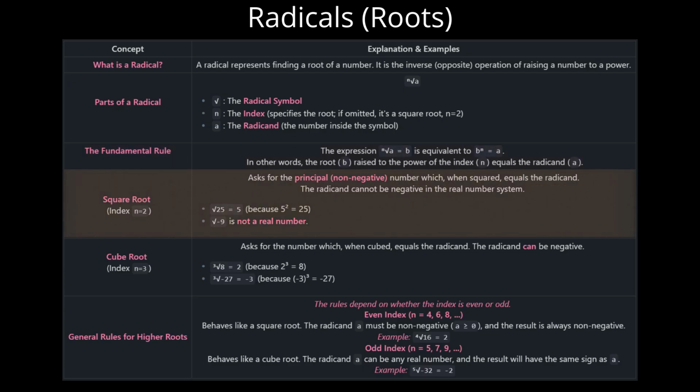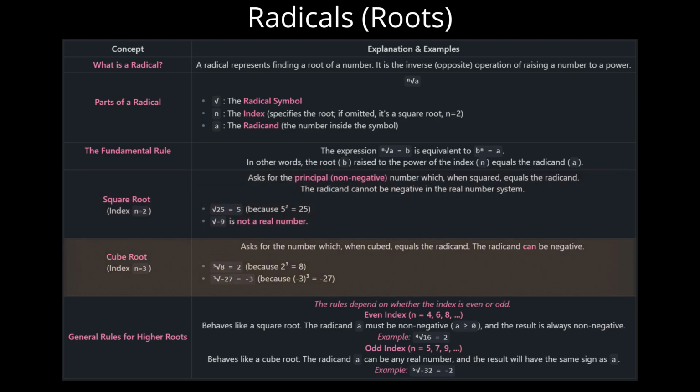Let's see this in action with the most common radical, the square root, where the index is 2. The square root of 25 is 5. Why? Because 5 squared equals 25. A key rule for square roots is that the number inside, the radicand, cannot be negative. So the square root of -9 is not a real number.